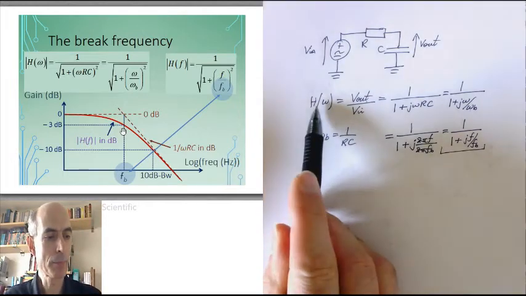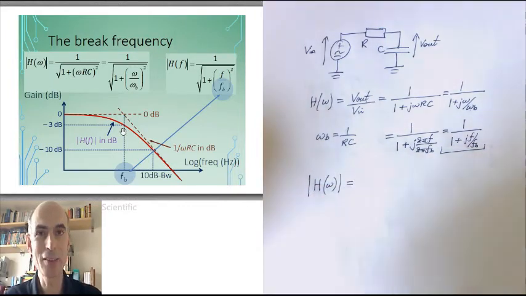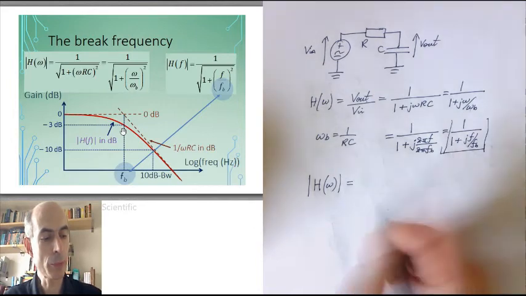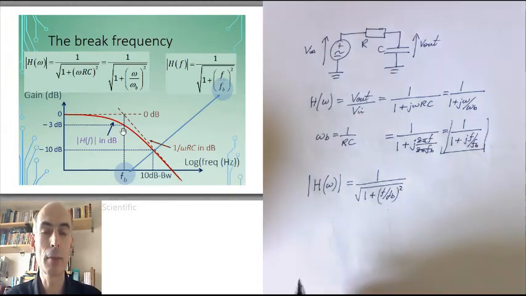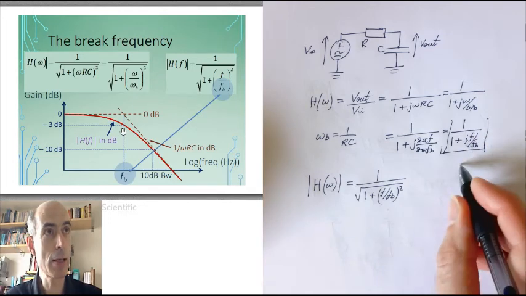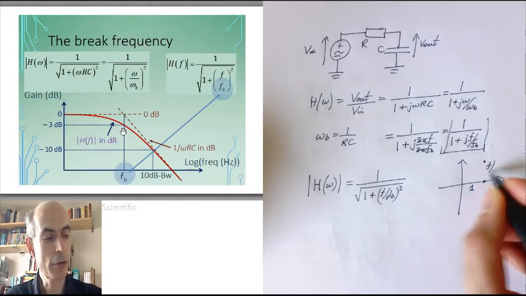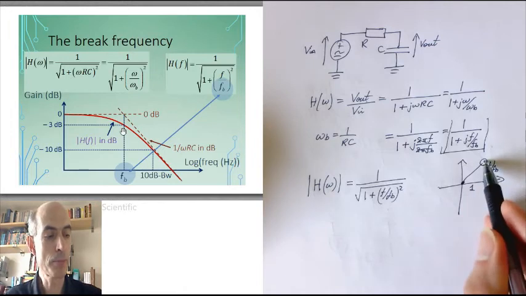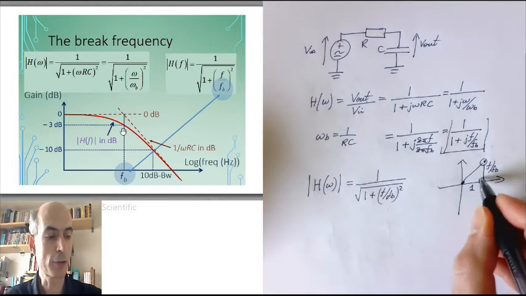Now, in this case I can express the magnitude of the frequency response, which is the magnitude of the gain, just by taking the magnitude of this term here, and that would give me 1 over the square root of 1 plus f over fb all squared. That's just applying Pythagoras' theorem to the term 1 plus j f over fb. If we think about where that is on the Argand diagram, it has a real part of 1 and an imaginary part of f over fb. So the magnitude, which is the length of the line from the origin to this point, would just be given by Pythagoras' theorem, the length of the hypotenuse in this right-angled triangle.